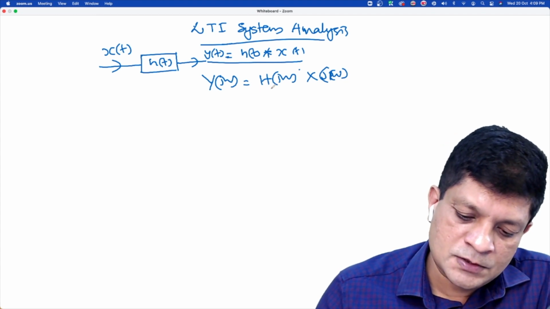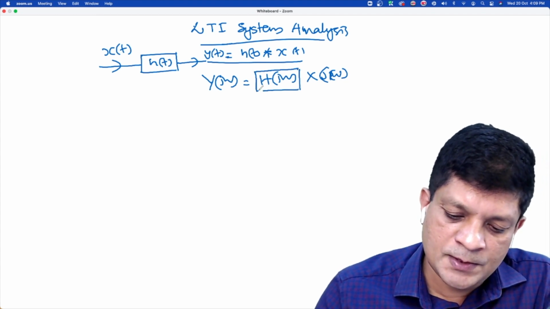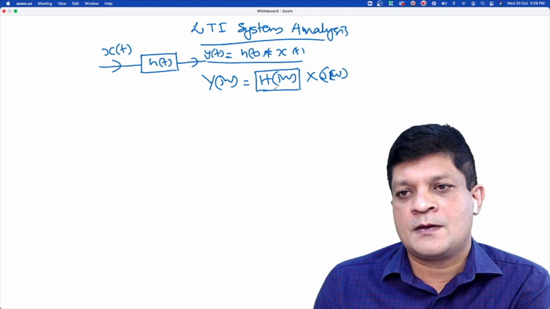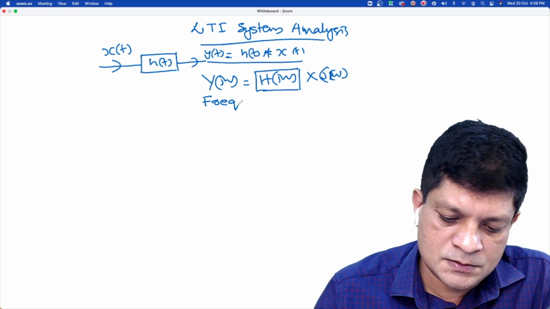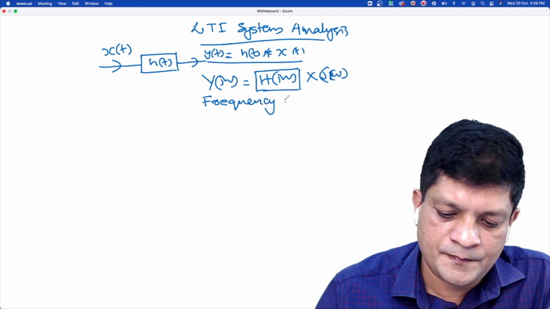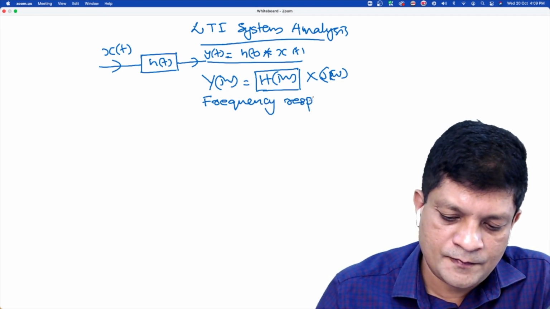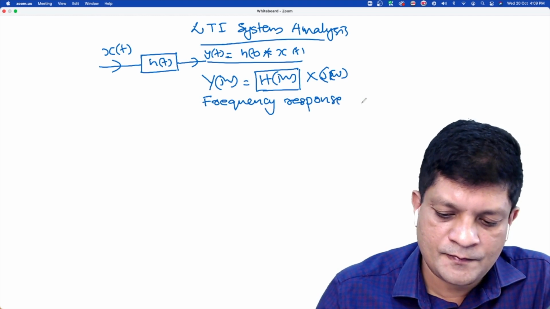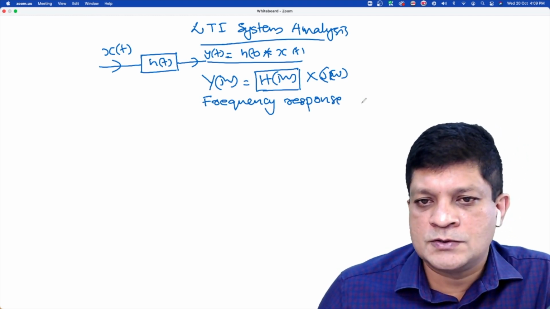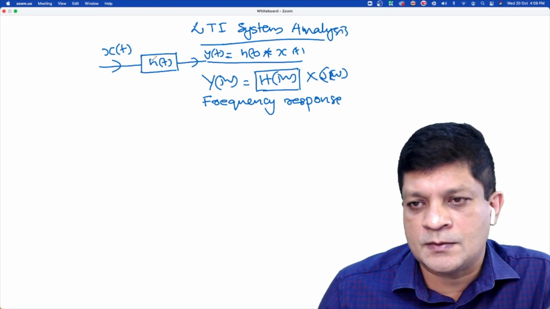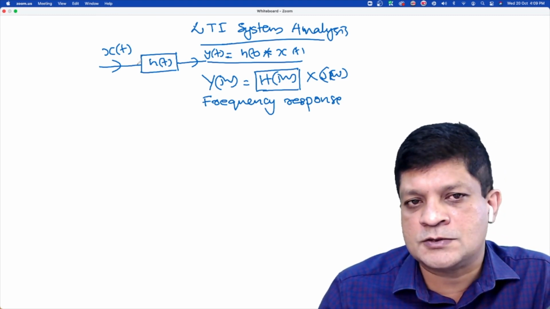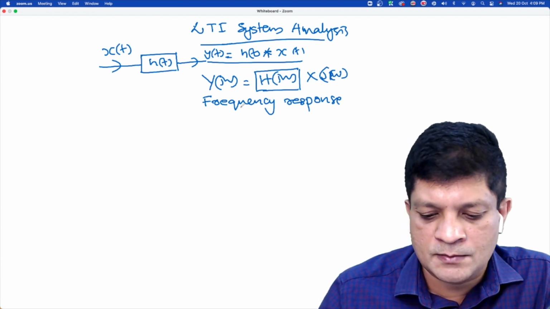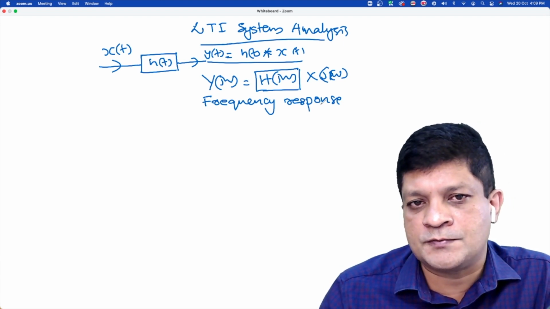Okay, so what is this called? H of j omega. I think I have already mentioned this: it is called the frequency response of this LTI system, H of j omega. That is the Fourier transform of the impulse response of the linear time invariant system. That is called the frequency response of the system.